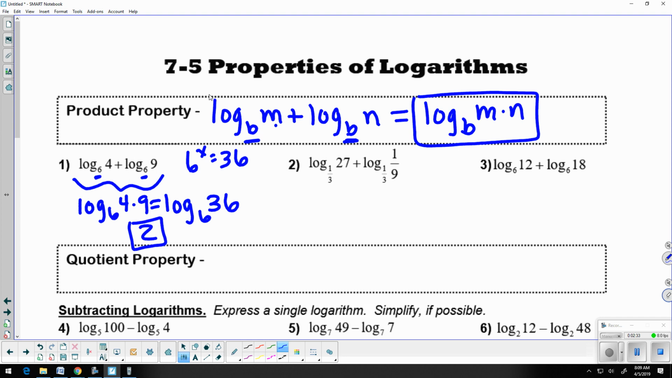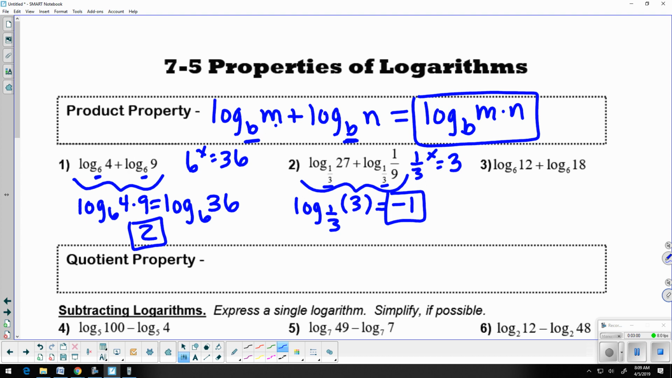Example number 2, condensing this logarithm. Again, the bases are the same, they're both 1/3. Since there's a plus sign separating them, I'm going to keep log base 1/3, and now we're multiplying 27 times 1/9, which is simply 3. Now you want to simplify the logarithm. The question is, 1/3 to what power is 3? That's going to be -1 as my final solution.